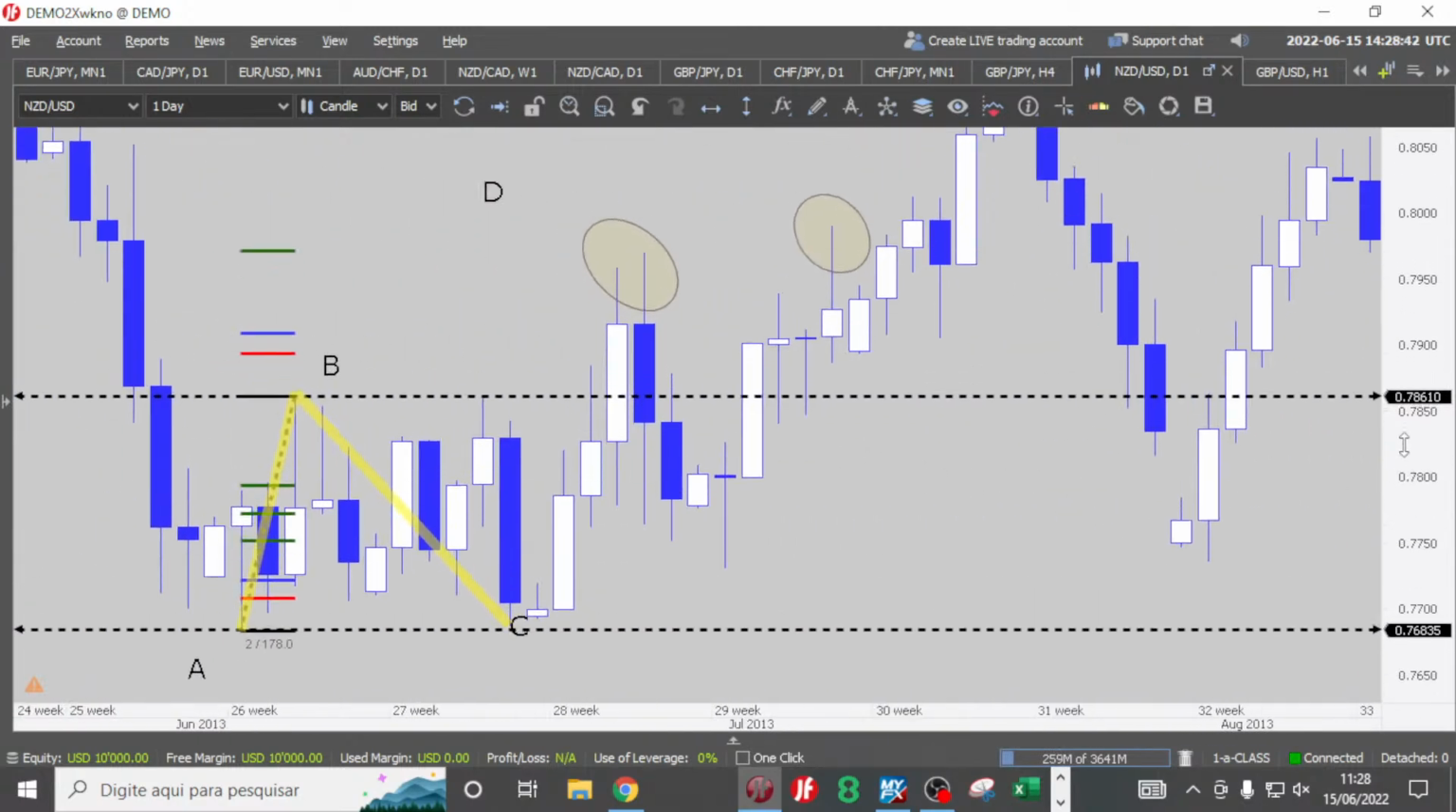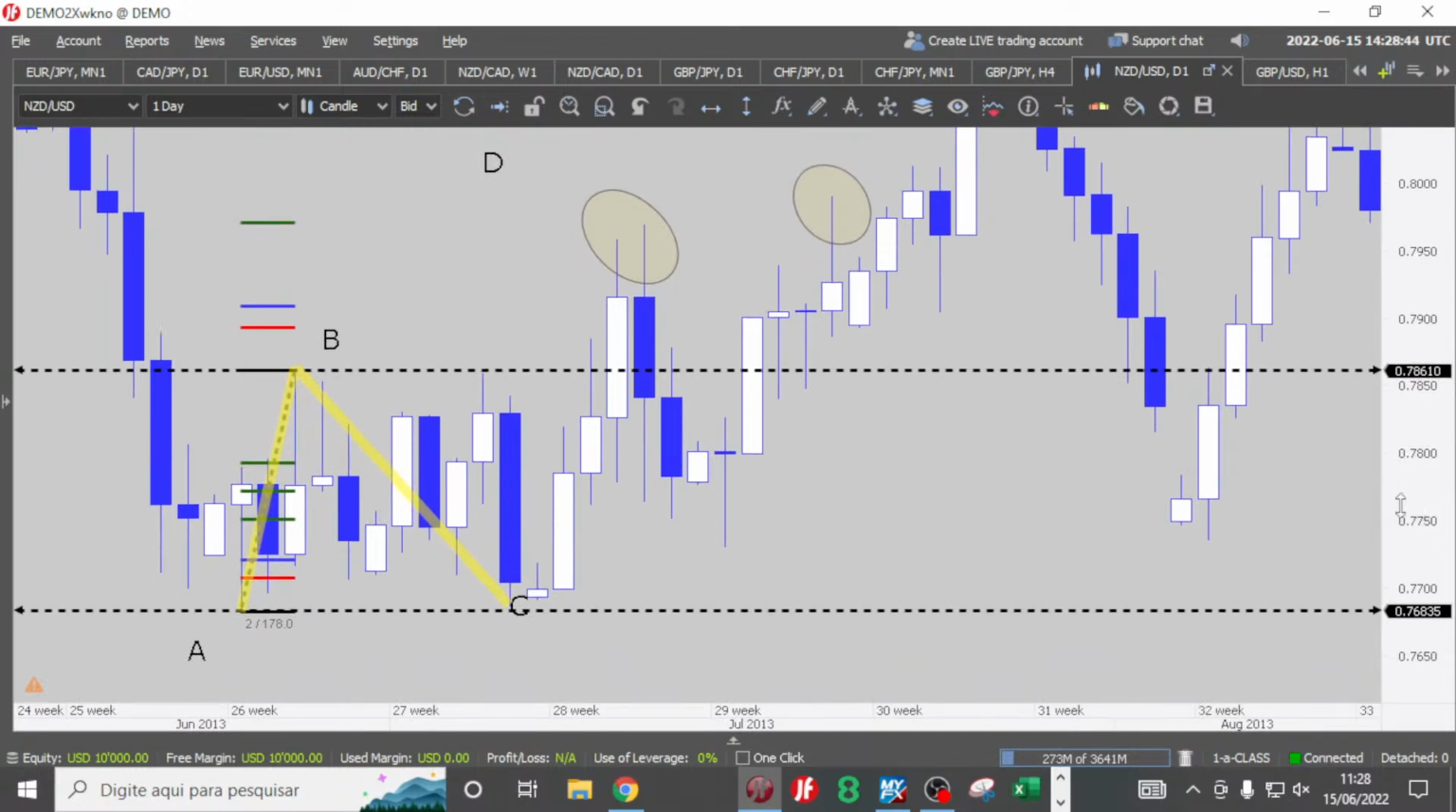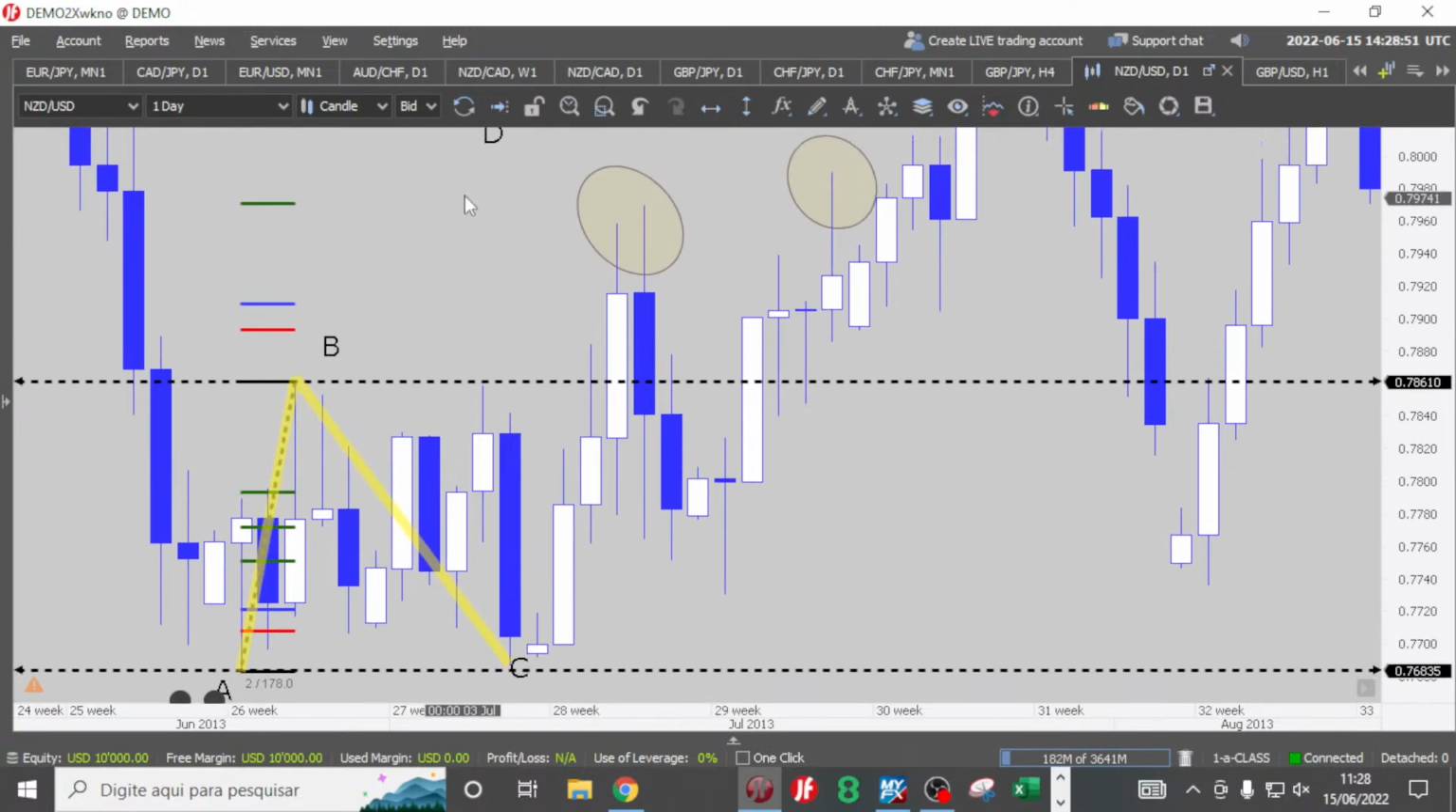Everybody, is the first circle, let's put the A down here, increase the scale of the chart. Green goes to green, blue goes to blue, red goes to red.